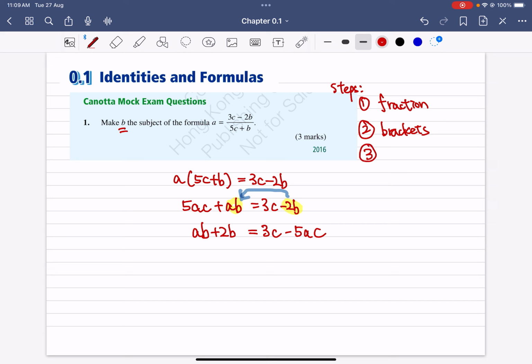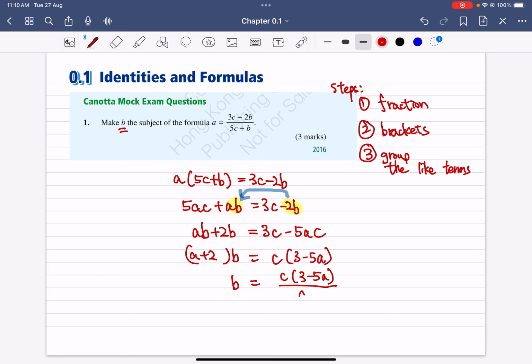We try to group the like terms, especially for the term that we want to be the subject. So this is ab. Then what should I do in the next step? We try to factorize b like this, (a plus 2) times b. On the right hand side, you can also take out the common factor c, and then c times (3 minus 5a). So at the end, we only want b on the left hand side. So you have b equals c times (3 minus 5a) over (a plus 2). So that's the answer in this case.